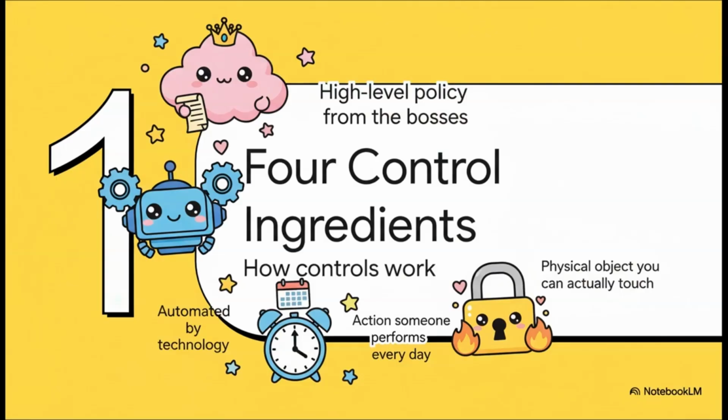Okay, so this is the main idea you need to grasp. When we talk about control categories, we're just asking, how does this thing function? Is it an automated piece of technology? Is it a high-level decision from the bosses? Is it something a person does every single day? Or is it a real object you can go up and touch?